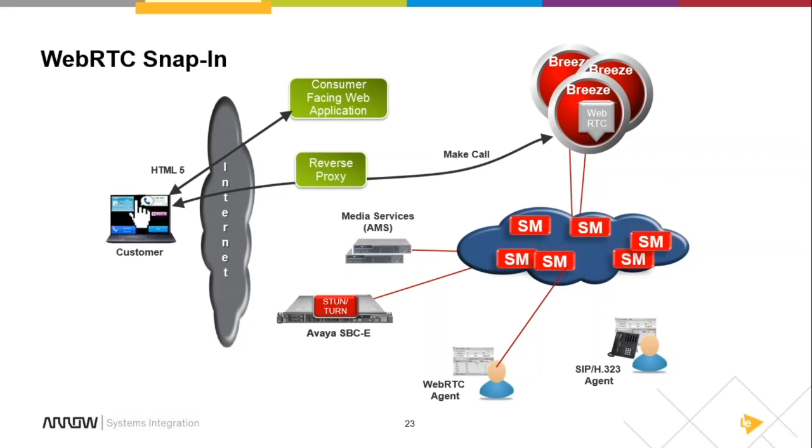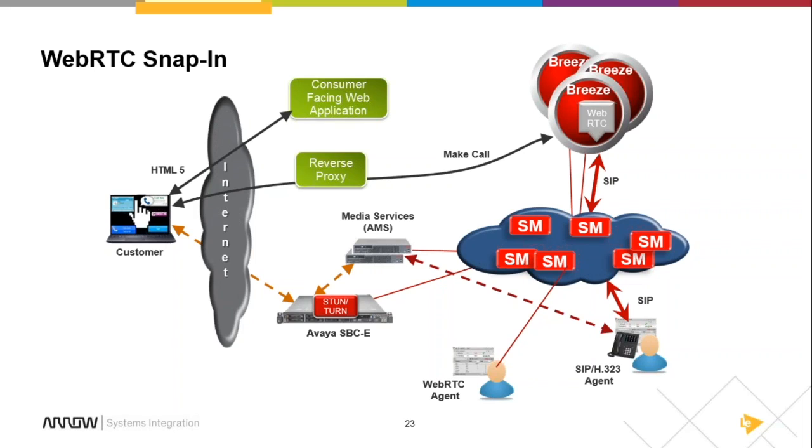It says, I want to make a call. Through a bunch of stuff, we say, we understand SIP. This other thing out here, we don't know what it is, but it's an HTML protocol. We will convert it to SIP and send a SIP call down to the agent. Then the media goes back and forth through an Avaya session border controller, and then we have the Avaya media server.